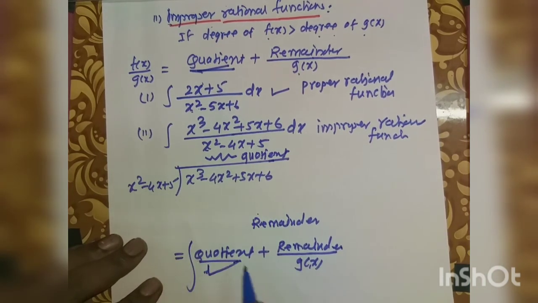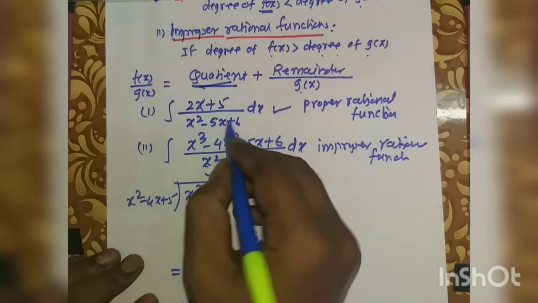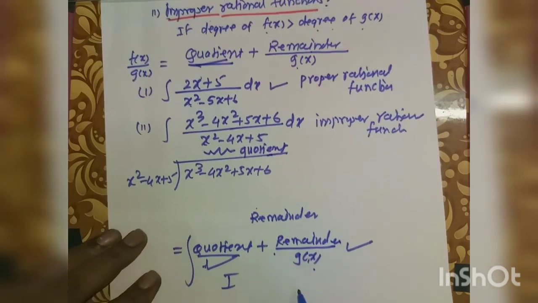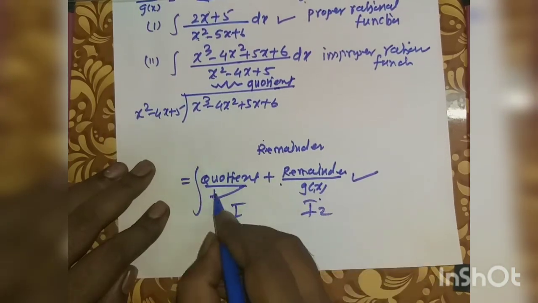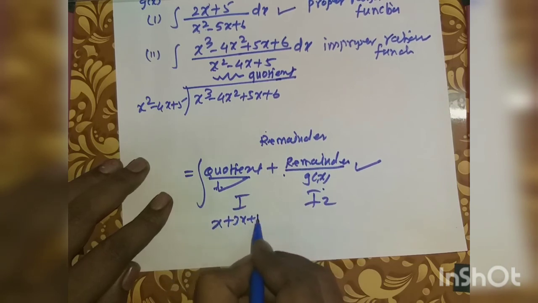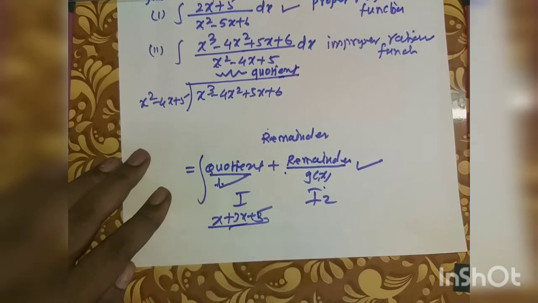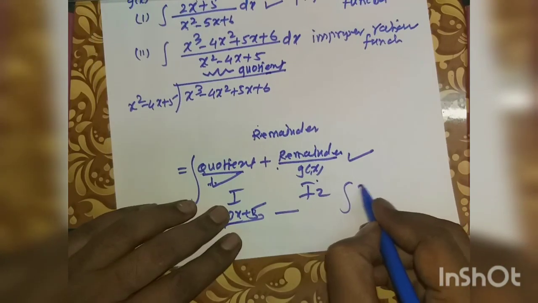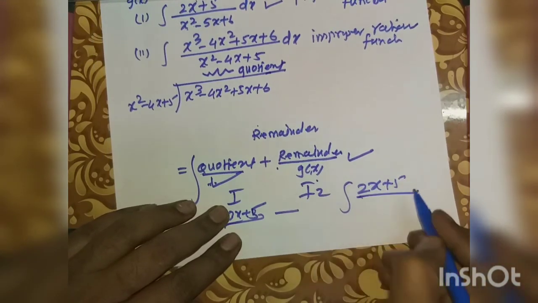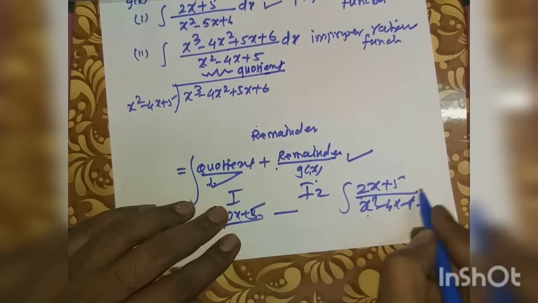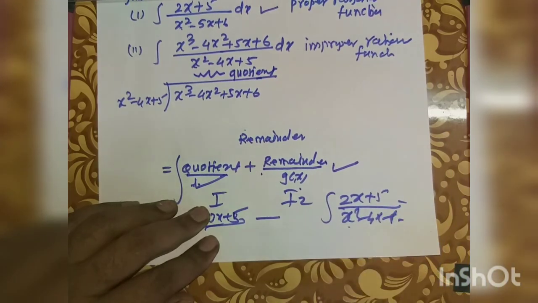This first integration we get directly, and again we apply integration by partial fraction to the second part. It is I1 and that is I2. I1 we get as a polynomial in terms of x, suppose x square plus 3x plus 5. We take its integration directly, and then here we get some linear equation, suppose 2x plus 5 divided by x square minus 4x plus 5. Then we apply integration by partial fraction.